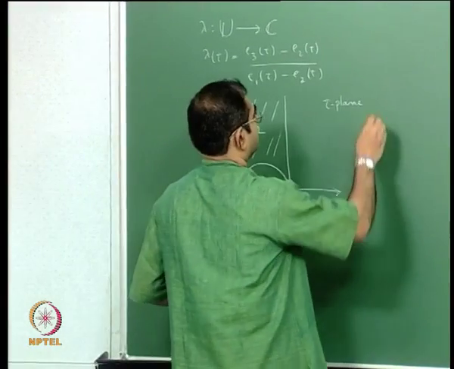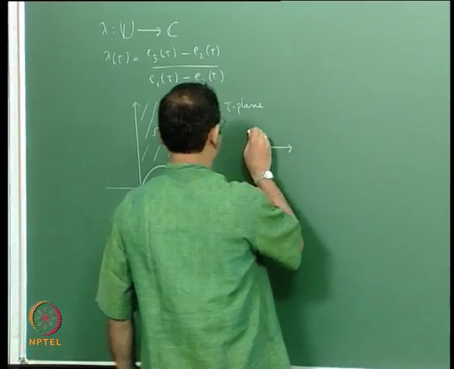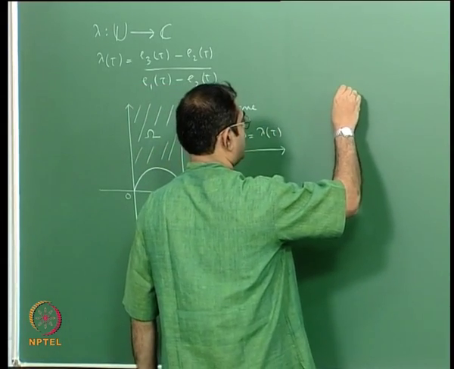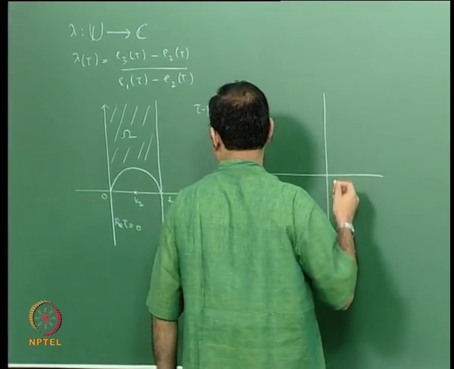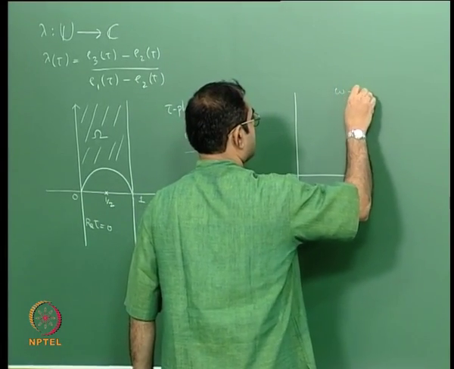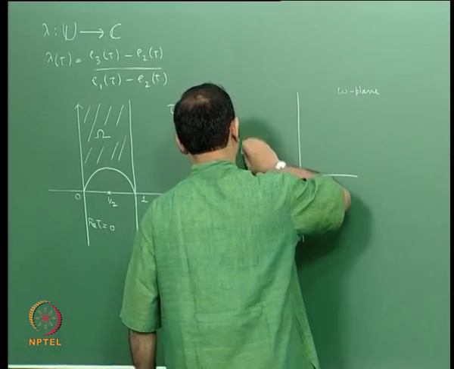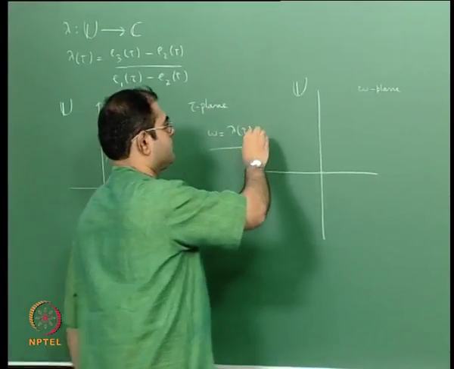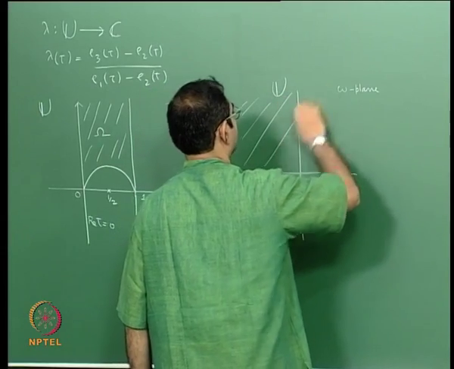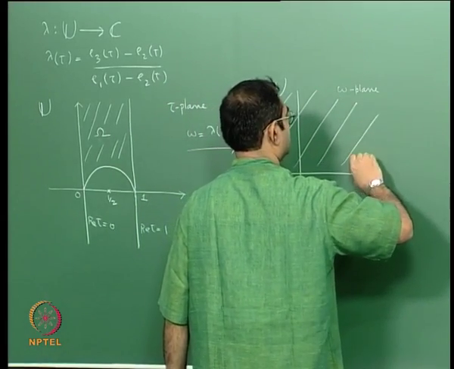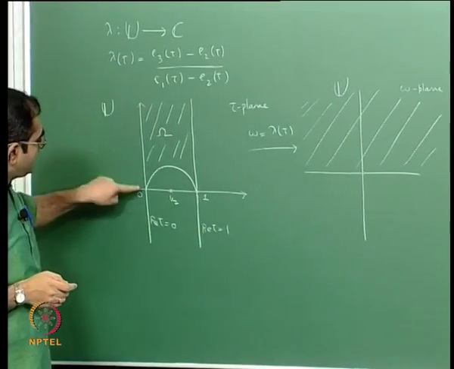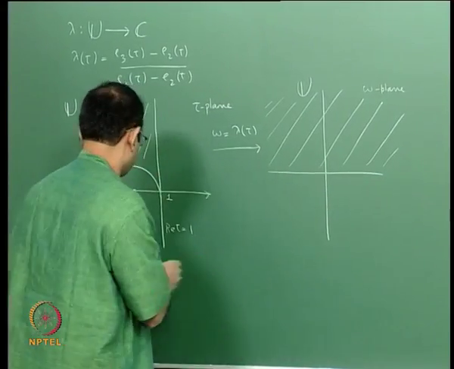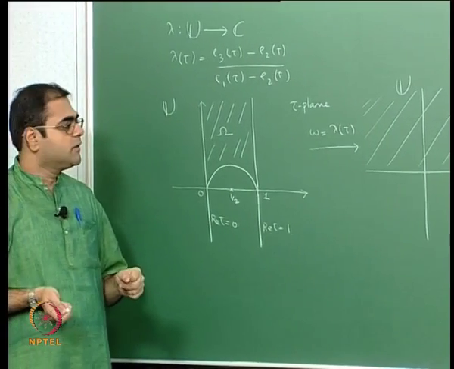So if I draw this diagram, I am taking the transformation omega equal to lambda of tau, and the corresponding image plane is the omega plane, and the claim is that this region omega is mapped into the upper half plane. So this is also the upper half plane here, it is also the upper half plane there, so it is mapped here onto the upper half plane here, and in such a way that the boundary is mapped onto the real axis, alright.